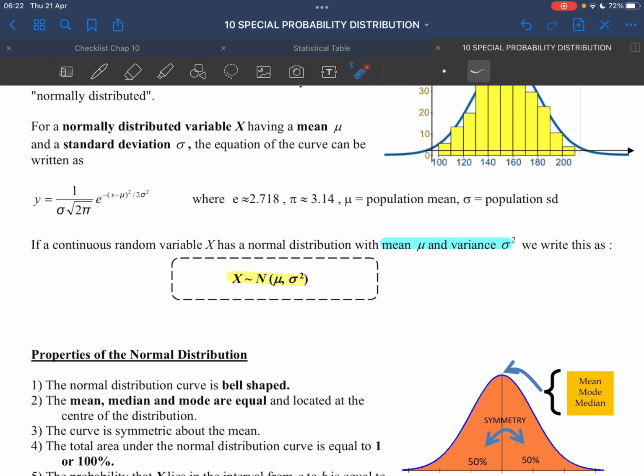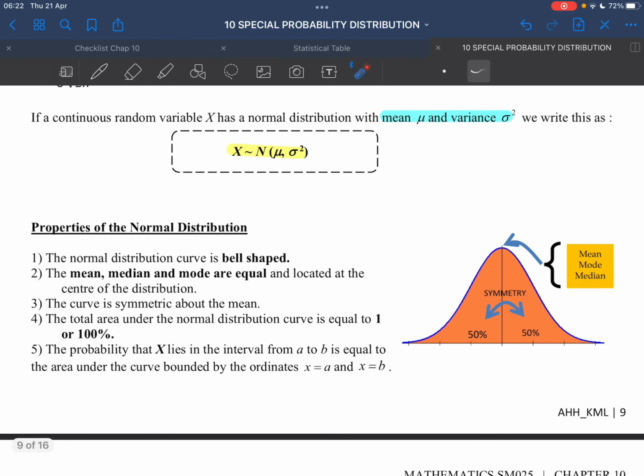So you can see that the properties of the normal distribution: it has a bell shape. Okay, so this one here, and mean, median and mode are equal and located at the center of the distribution. Okay, here is your mean, median and mode. So the curve is symmetric about the mean, and we know that the total area under the curve, which represents the probability, is equal to 1. Okay, which means here is 0.5, here is 0.5.